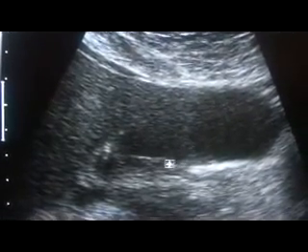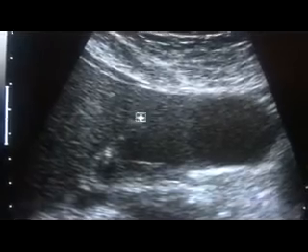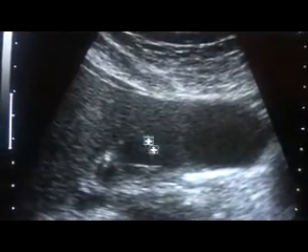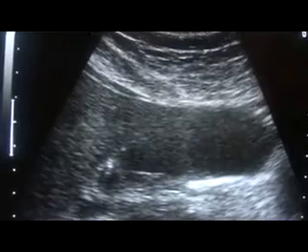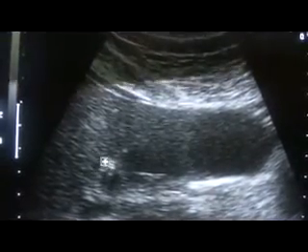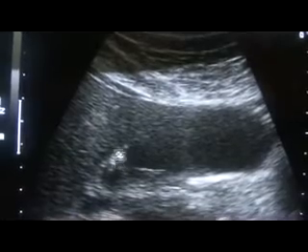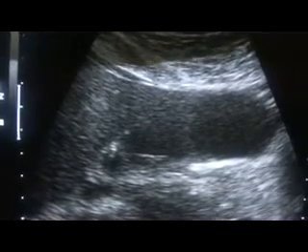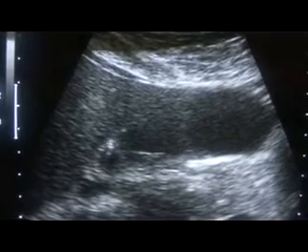Now the patient is in supine posture. And in supine posture, you are seeing that the calculi have moved their position. So the calculi are mobile. Applying gel.